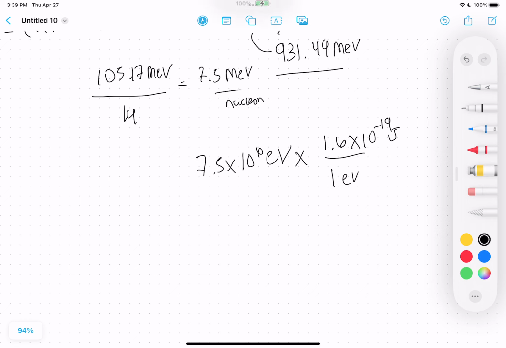So if you want to convert from mega electron volts, say you have 8 mega electron volts and you want to convert it to regular joules, first of all, you write 8 mega electron volts as 8 times 10 to the 6th electron volts, and then multiply that by this. So 1 electron volt is 1.6 times 10 to the negative 19 joules. Electron volts will cancel with electron volts, and you're left with joules on top. That makes sense? Okay. Go ahead for the next problem.